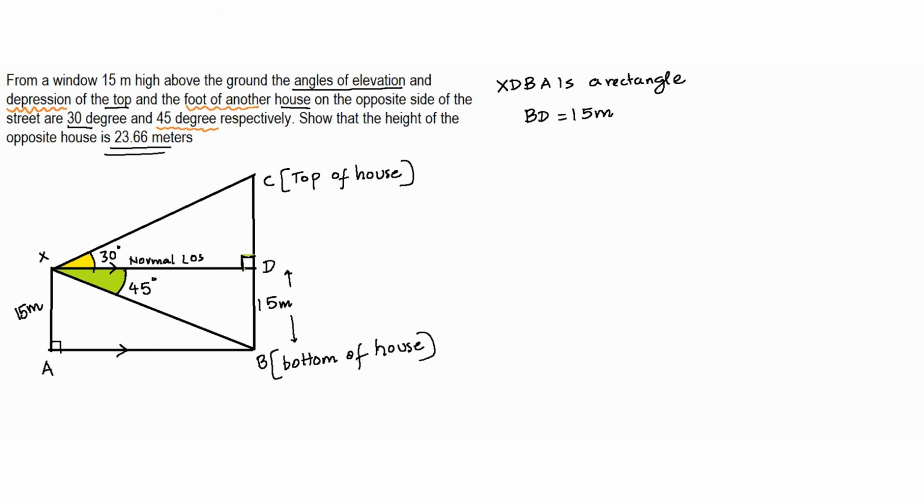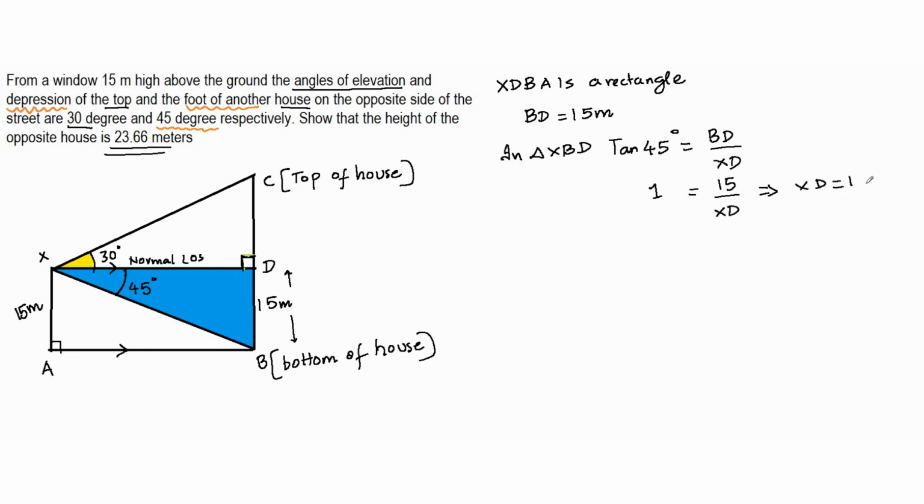Now I can consider the triangle XBD, and I can find the length of XD. In triangle XBD, tan 45 degrees is equal to the opposite side, which is BD, divided by the adjacent side, which is XD. Which means that tan 45 is 1, equal to BD, which is 15, divided by XD, and this implies the length XD is 15 meters.